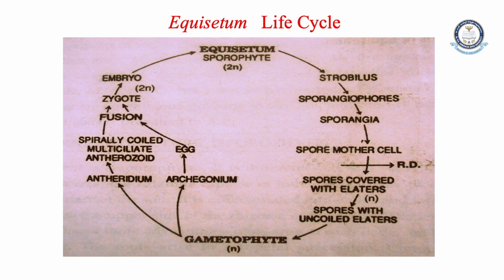Here we have the spore mother cells, where the reduction division takes place. The spore mother cell gives rise to spores with elaters, which help in spreading, and these spores are haploid structures. These give rise to the haploid gametophyte. The sporophytic generation is produced through the gametophytic generation, and this gametophyte is haploid in nature, independent but temporary.